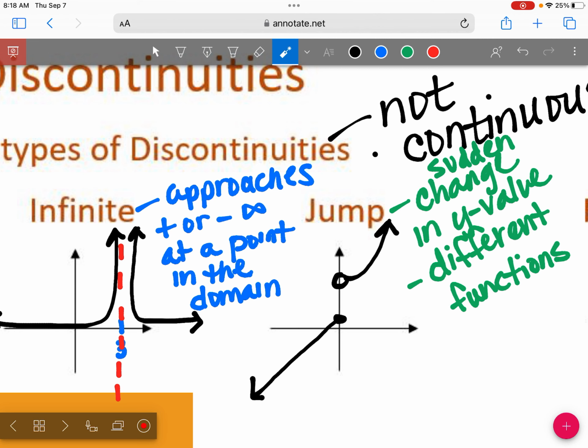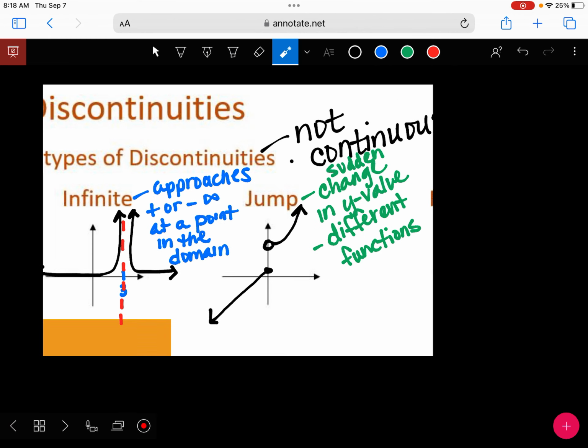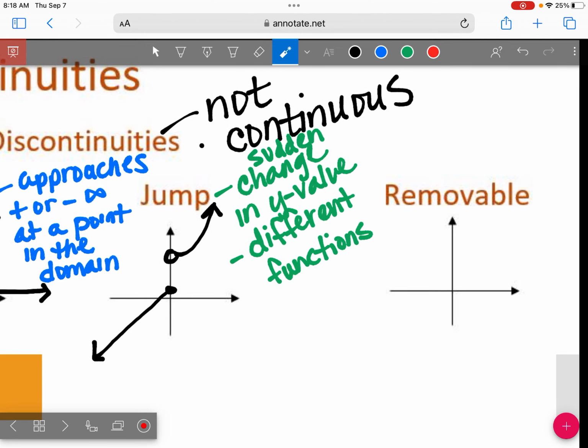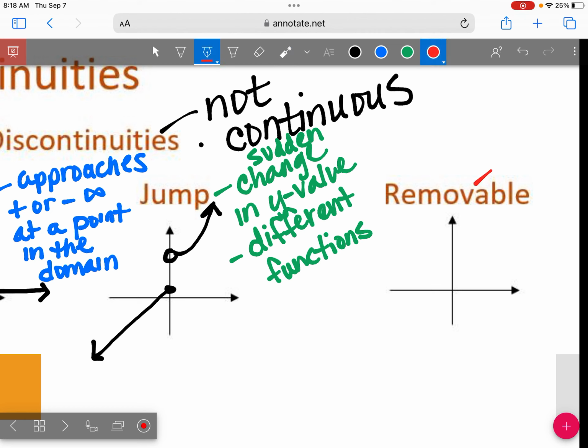And the last one is a removable discontinuity, which I think is the easiest because that just appears to be a hole in the graph. Okay, so I'm going to draw a horizontal line. And if I draw a horizontal line, and at some point in that line I put an open hole and I continue, that's an example, okay?